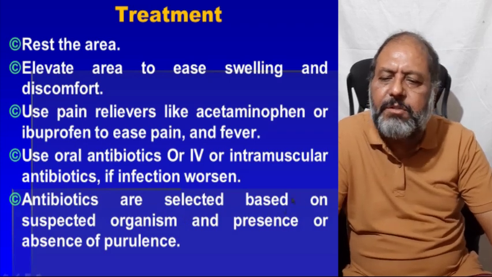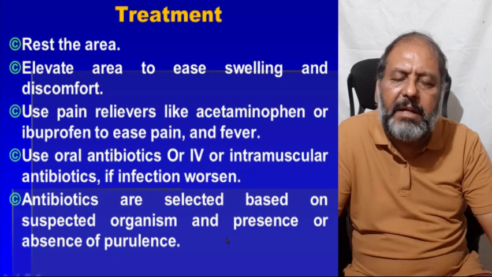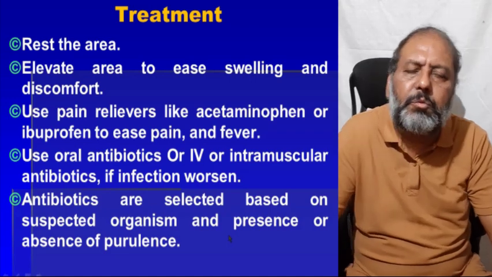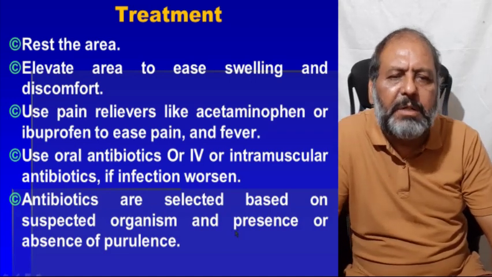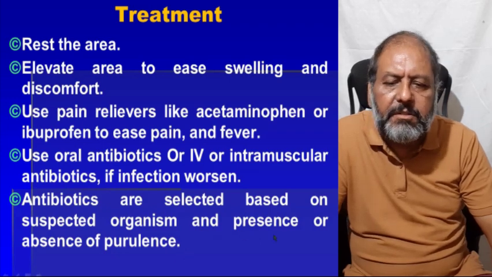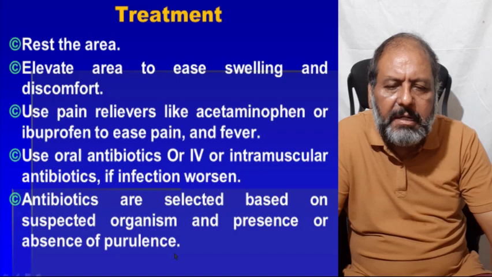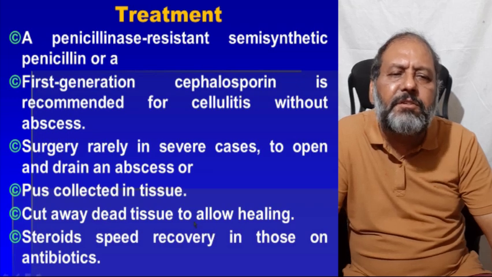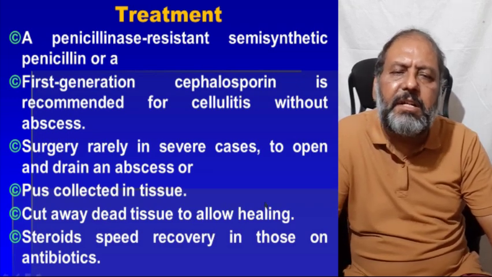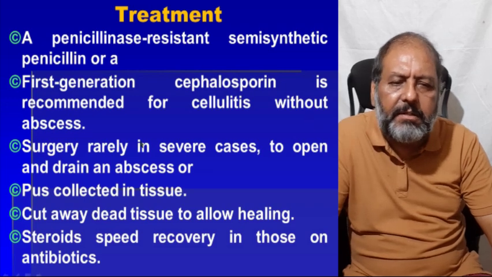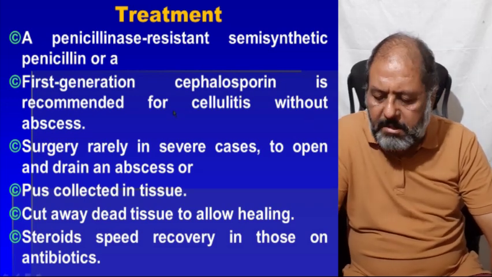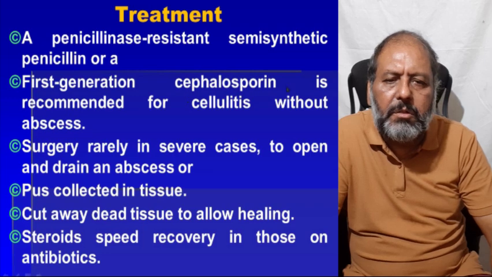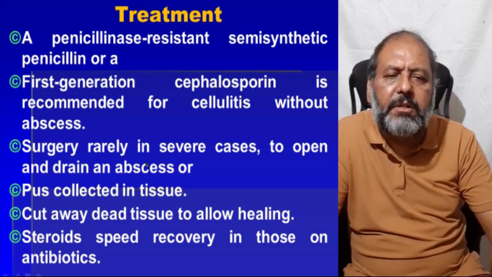Antibiotics are selected based on the suspected organism, keeping in mind what bacteria could be responsible for causing this problem, and you fire the specific antibiotic against those bacteria for proper care. Look for the presence or absence of purulence, and if there is an abscess, drain it. Penicillin-resistant semi-synthetic penicillin or a first generation cephalosporin is recommended for cellulitis without abscess, because the bacteria produce penicillinase, so penicillin-resistant bacteria are there. So do use cephalosporin; bacteria are not resistant to this.